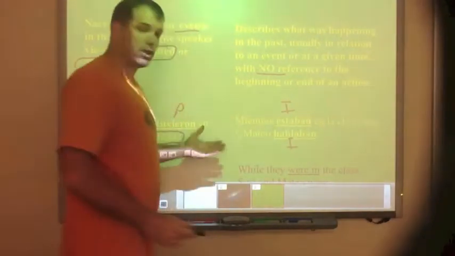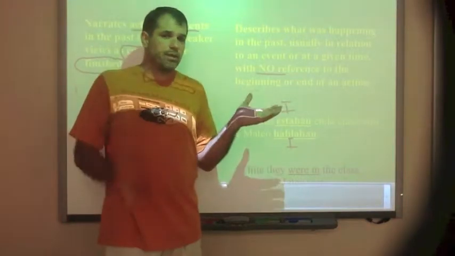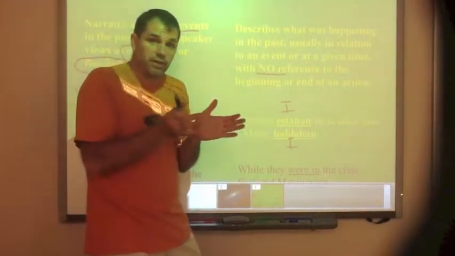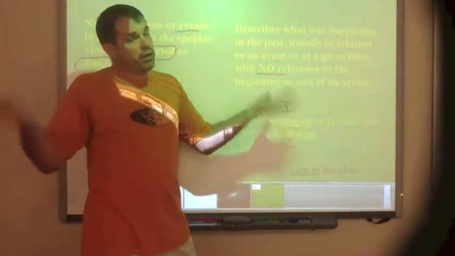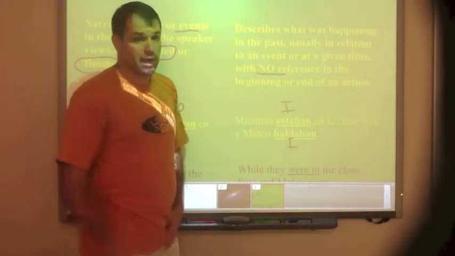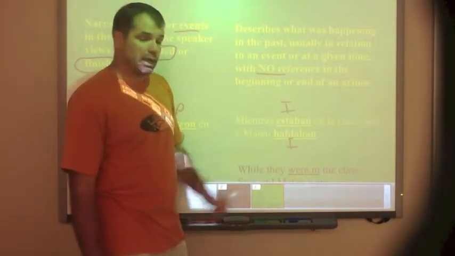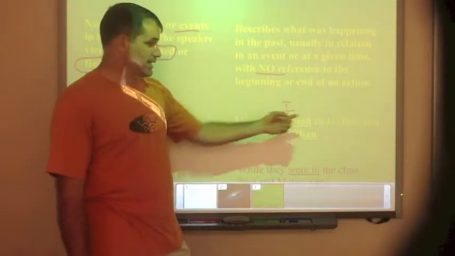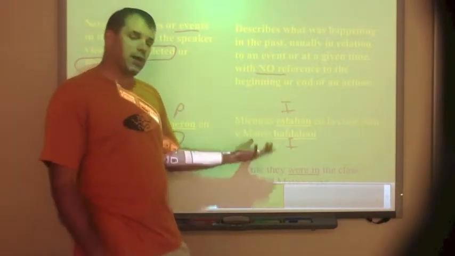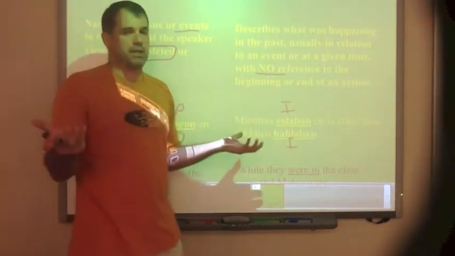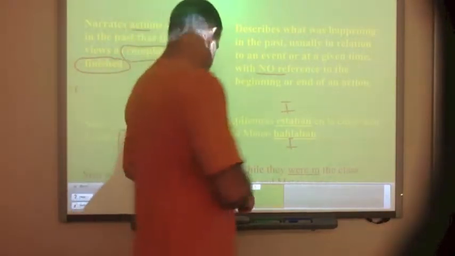So both of those are in the imperfect because we don't have any beginning or end. We don't know when it started. We don't know when it finished. I'm just saying this was going on in the past, and we're not stressing for sure a beginning or ending point. So, mientras estaban en la clase, Susie y Mateo hablaban. While they were in the class, they were speaking. And we don't have any time frame necessarily. Okay?